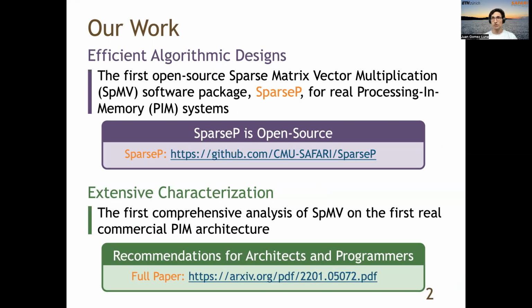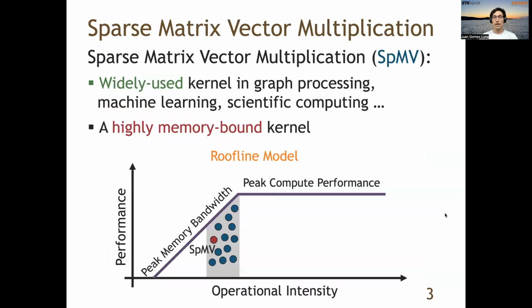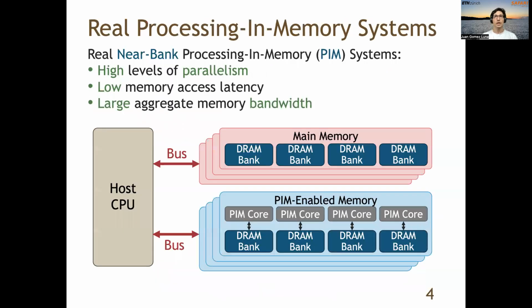Here in this presentation, I'm just going to show a little bit of the results that we include in longer presentations of this work and, of course, in the paper. Sparse matrix vector multiplication is a good candidate for processing in memory because it's highly memory bound. If we analyze SpMV with the roofline model, we will observe that it falls in the memory bound area of the roofline. So it's a good candidate for processing-in-memory systems.